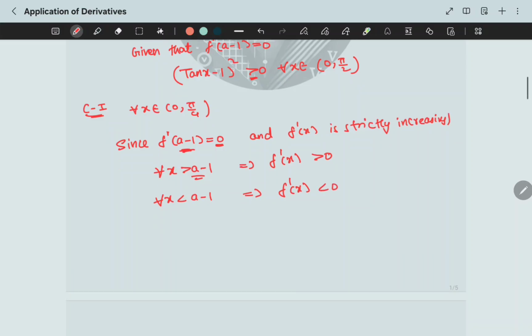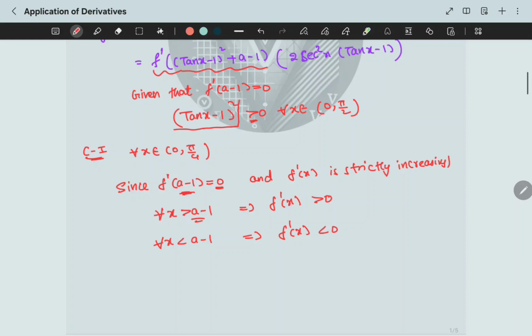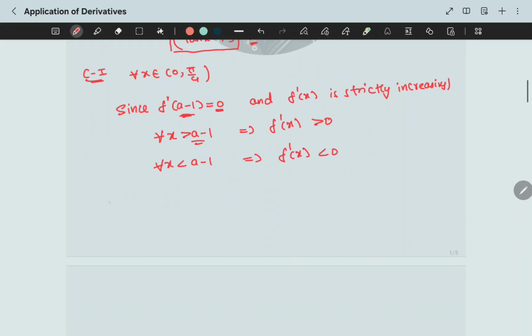I hope you are with me, right? So in this case 1, that means (tan x minus 1) whole square is either 0 or greater than 0. That means f dash of (tan x minus 1) whole square plus a minus 1 will be greater than 0 for all x belongs to 0 to pi by 4. I hope you understood this part, because at pi by 4 this value will be 0, but for all other values except pi by 4 this value will be positive.